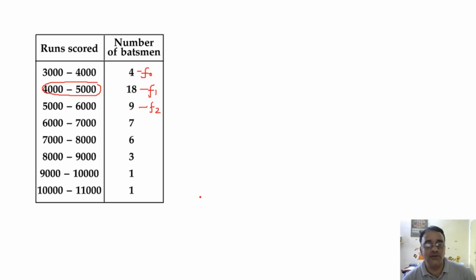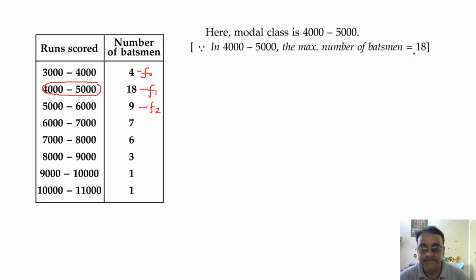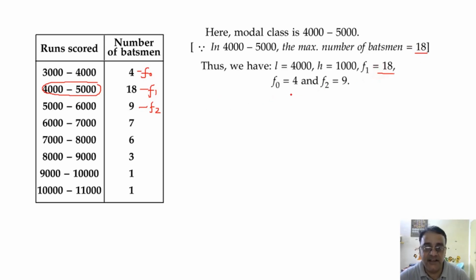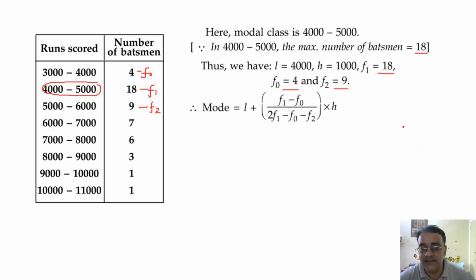The modal class is 4000 to 5000, because its frequency is highest, that is 18. And l is 4000, h is 1000, f1 is 18, f0 is 4, and f2 is 9. After writing this, we have to write the formula. The formula is l plus (f1 minus f0) upon (2 f1 minus f0 minus f2) into h. Now substitute the values: 4000 plus (18 minus 4) upon (2 into 18 minus 4 minus 9) into 1000.